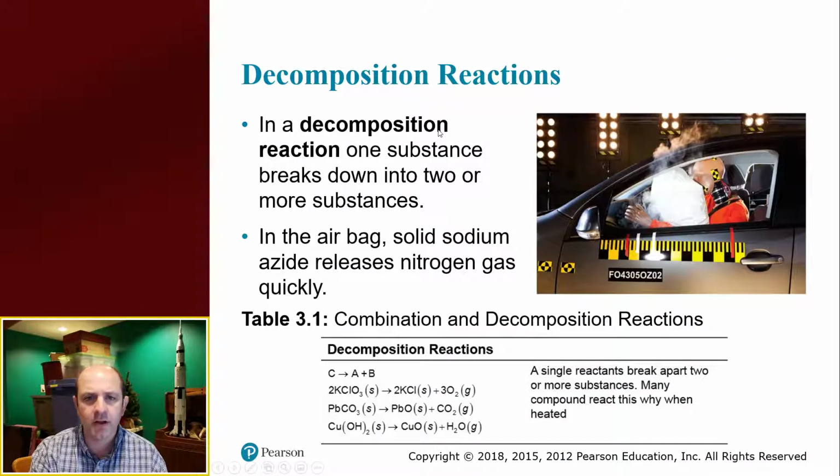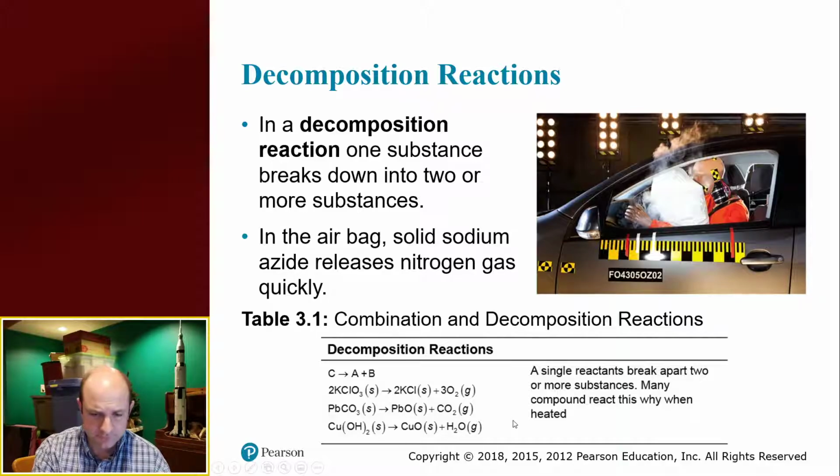All right, moving on. Decomposition reactions. They're the opposite of combination. It's when one substance is the reactant and it breaks down into two or more. So here they've just written it backwards: C goes to A plus B. It could be something as simple as going from a compound to another compound plus an element. Actually, all of these are about the same. Compound to compound plus compound.